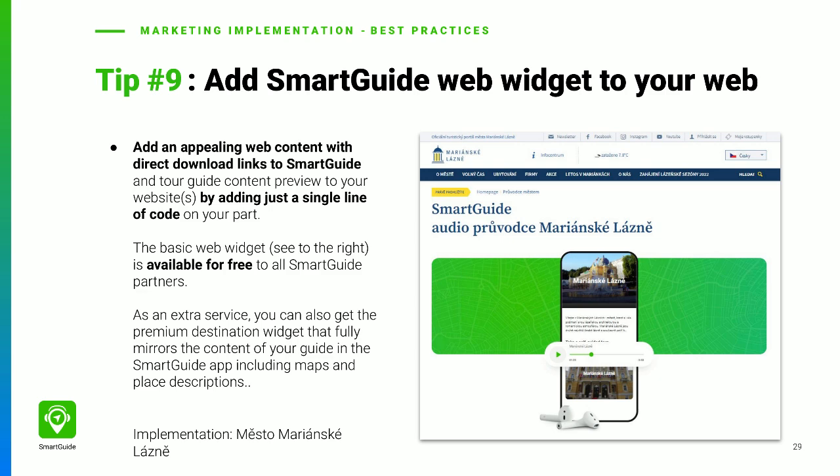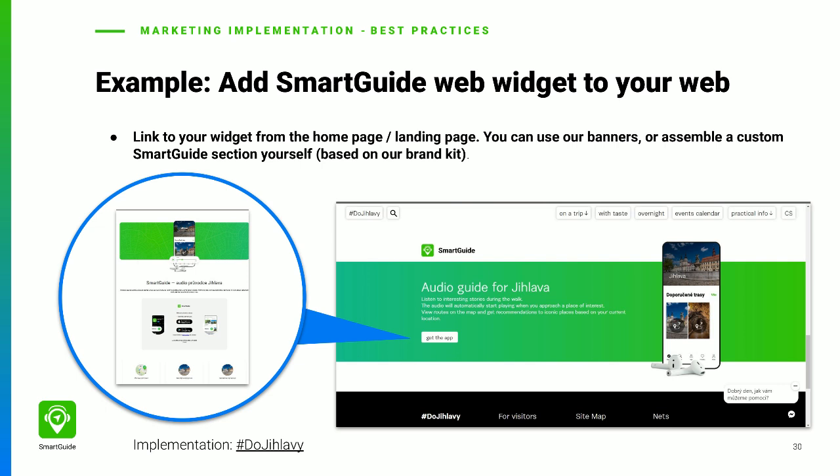As already mentioned, it's extremely important to inform visitors about your new digital audio guide option on your website. You can easily add an appealing web content with direct download links to SmartGuide and tour guide content preview to your website by adding just a single line of code on your part. The basic web widget is available for free to all SmartGuide partners. As an extra service, you can also get the premium destination widget that fully mirrors the content of your guide in the SmartGuide app, including maps and place descriptions. Link to your widget from the home page or landing page.